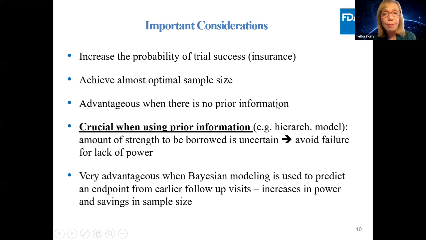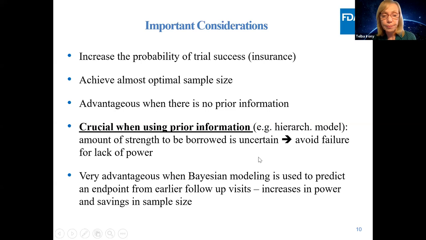So important considerations on this type of design: it increases the probability of trial success, it achieves almost optimal sample size, and it's very advantageous when there is no prior information, or in other words, when a flat, non-informative prior is used. But it's crucial when using prior information, particularly hierarchical models, because when that prior information is used, the amount of strength to be borrowed is uncertain. And then if you use a fixed sample size, in that case without adaptations, you can either fail for lack of power or get a trial that's too large when you don't need it.